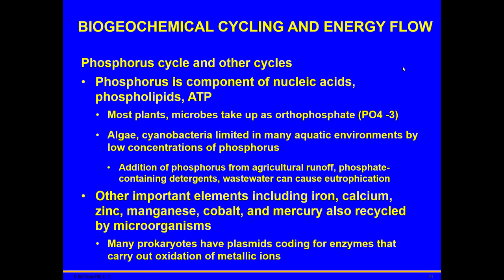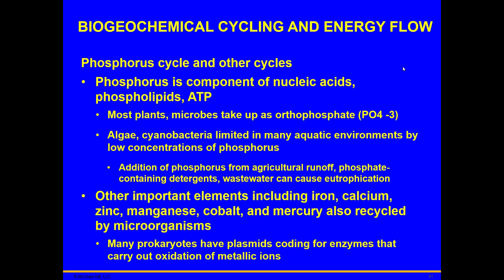The last area we want to go into is some of the other elements, very briefly. Now, we have to have phosphorus. The phosphorus cycle is absolutely essential because phosphates are a component of nucleic acids, phospholipids, and ATP. Most plants and microbes take phosphate up as an orthophosphate. If you look at that, it's PO4 with a -3 charge. Algae and cyanobacteria are limited in many aquatic environments by low concentrations of phosphorus. Now, this is the biggie.